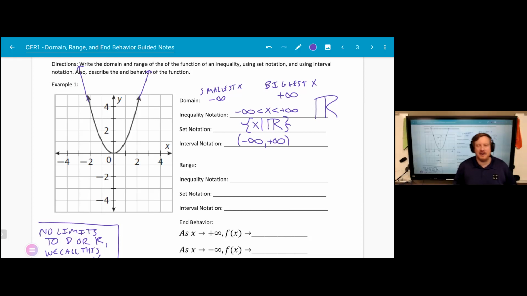Now let's think about it in terms of Y. What is the smallest Y value?